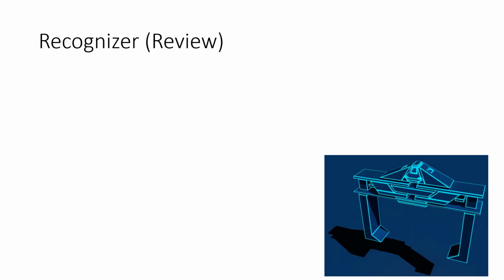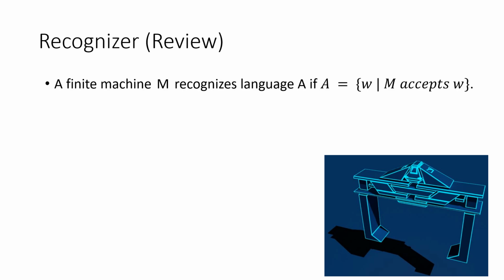I want to pause for a moment here to remind you about recognizing a language. A finite machine M recognizes a language A if A is equal to the set of W such that M accepts W, right? So one way to represent a language is with strings over an alphabet, and you can create a machine that represents those words that it should accept. Another way to write this is to say that A is equal to L of M. L means language.